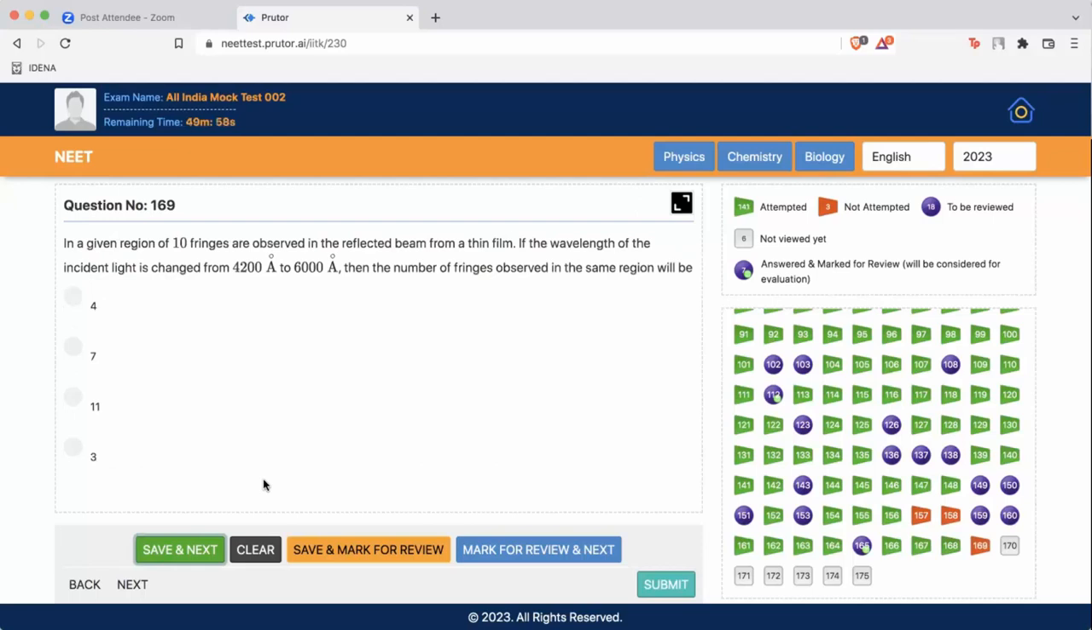In a given region, 10 fringes are observed. This is Young's double slit experiment. I don't remember exactly, but n1 lambda 1 is equal to n2 lambda 2, as I remember. So 4200 into 10 is equal to 6000 into n. So 42 and 7. n1 lambda 1 is equal to n2 lambda 2.